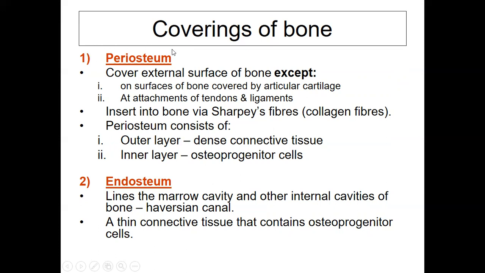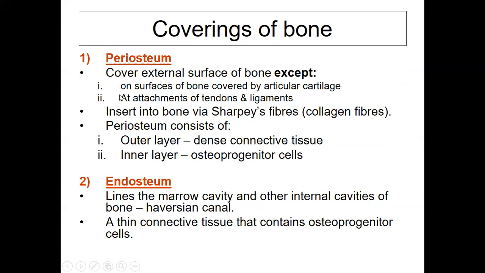The periosteum covers the external surface of the bone. Please remember this statement. It covers the external surface of the bone, except there are some areas that are not covered by the periosteum. Where? For example, here, the surface of the bone that is covered by the articular cartilage. That is the part of the bone that doesn't have a periosteum.